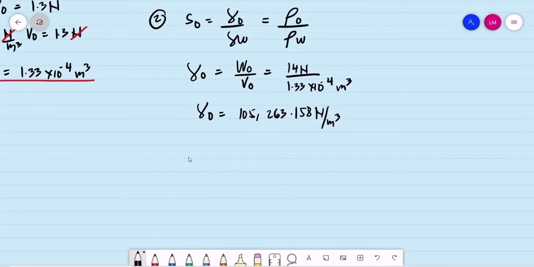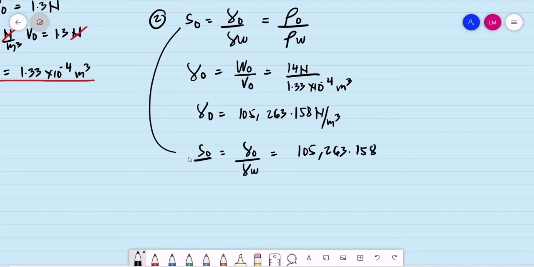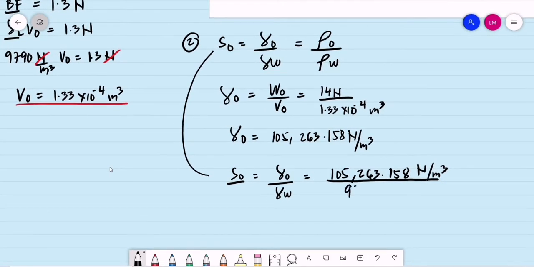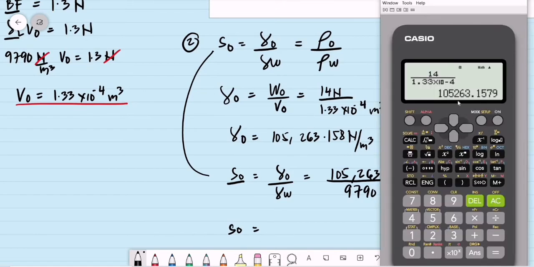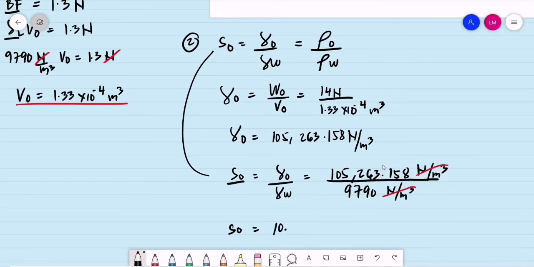Yun yung unit weight ng crown. So ngayon, kunin natin yung specific gravity ng crown. This is the unit weight of the object divided by unit weight of water. So take note na ang specific gravity ay unitless. 105,263.158, ang unit nito ay nasa newtons per cubic meter. So, yung gagamitin natin na gamma water, the same unit dapat. Pero, gamitin natin yung given na 9,790 newtons per cubic meter. So, magka-cancel yung mga units since specific gravity ay unitless. So, let's have that value, 105,263.1579 divided by gamma water this time is 9,790. That is equal to 10.752. The specific gravity of the crown.